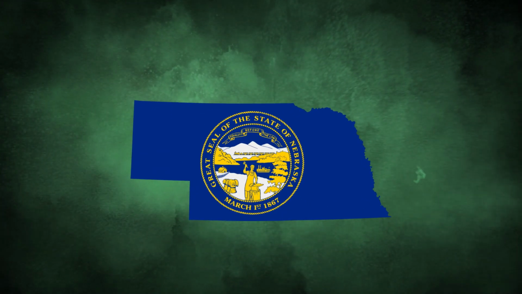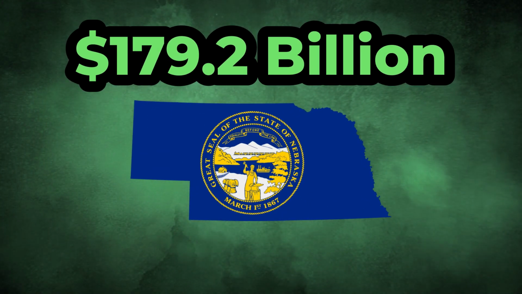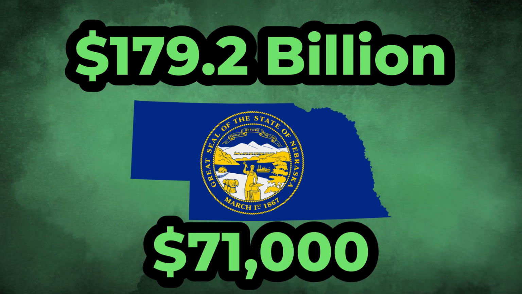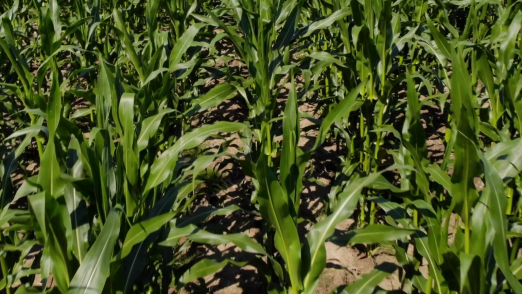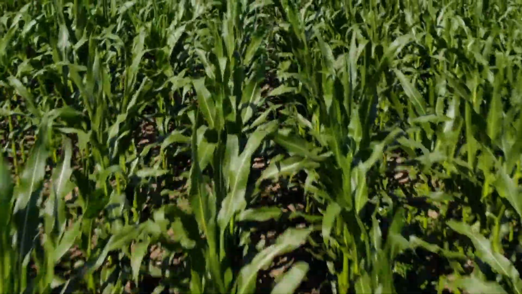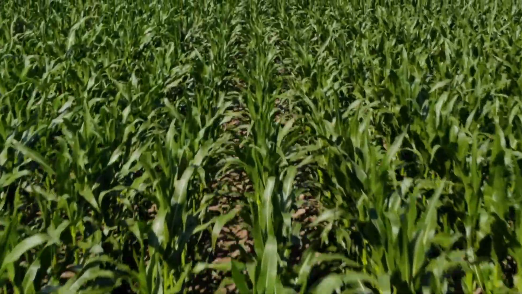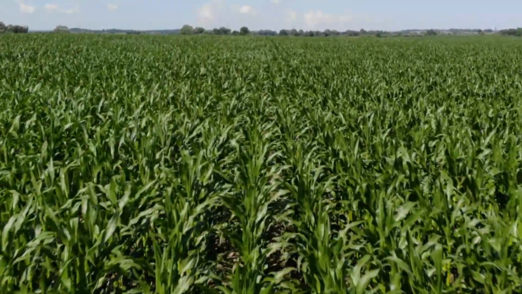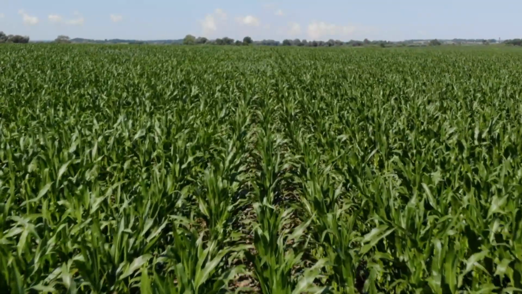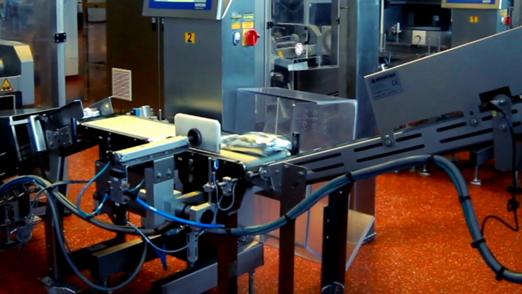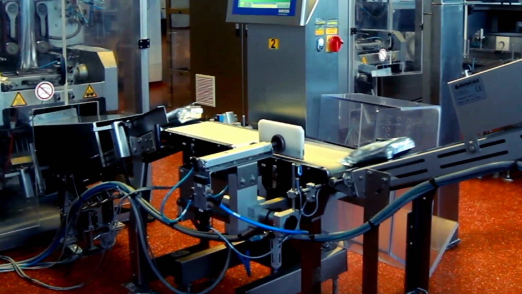Nebraska has a state GDP of $179.2 billion and a per capita income of $71,000 a year. Nebraska's economy is heavily influenced by agriculture, with the state being a top producer of corn, soybeans, and cattle. Known as part of the Corn Belt, Nebraska's rich farmlands make it a key player in feeding the nation and the world. The state also has a strong manufacturing sector, with industries ranging from food processing to machinery production.